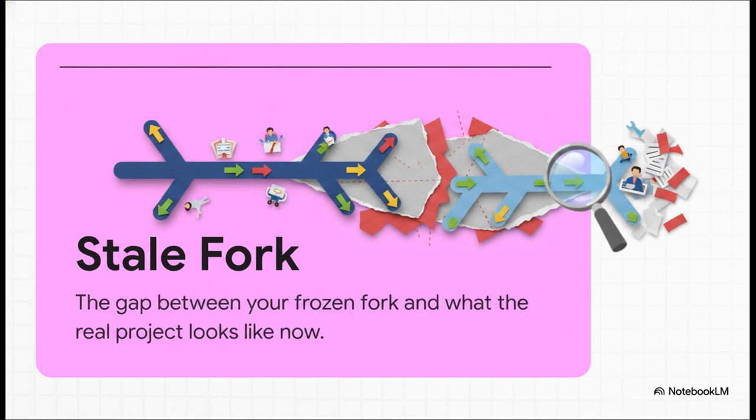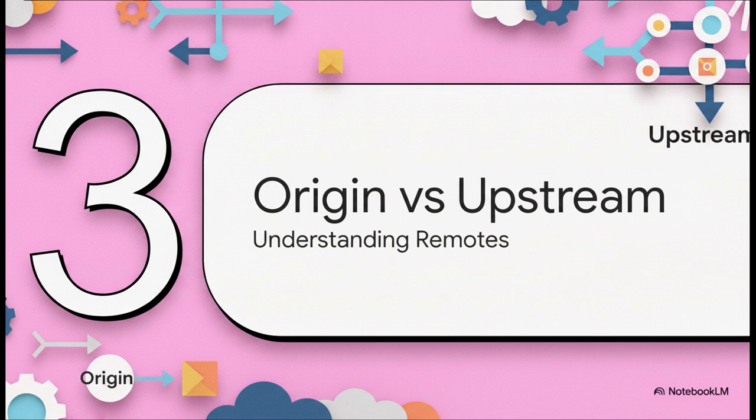It just sits there exactly as you left it, and a gap tears open between your frozen snapshot and the real project. That growing gap is exactly what we call a stale fork, and it's the true culprit behind all those confusing merge conflicts. Moving on to Section 3, Origin versus Upstream, Understanding Your Remotes.